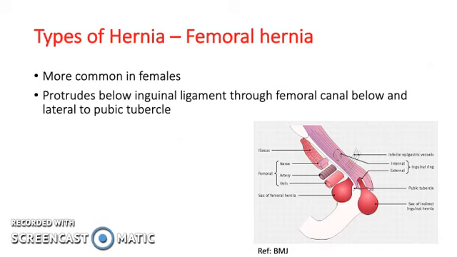A femoral hernia is more common in females. It protrudes below the inguinal ligament through the femoral canal, below and lateral to the pubic tubercle.